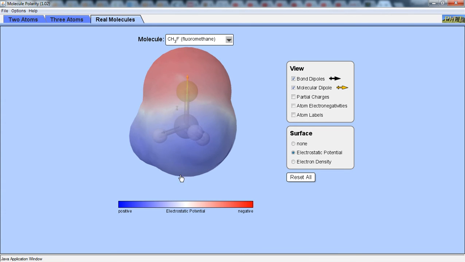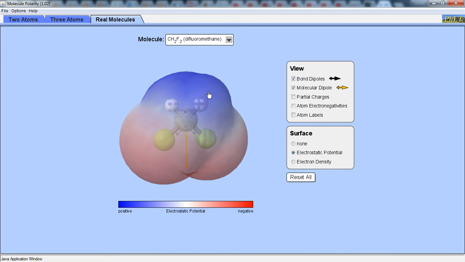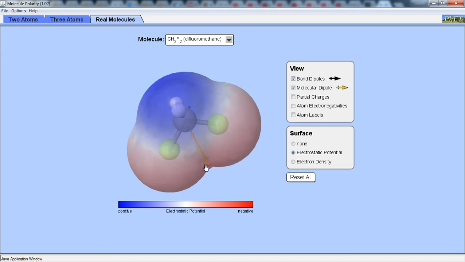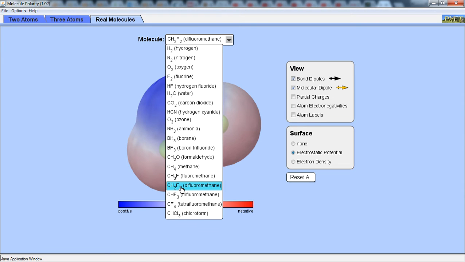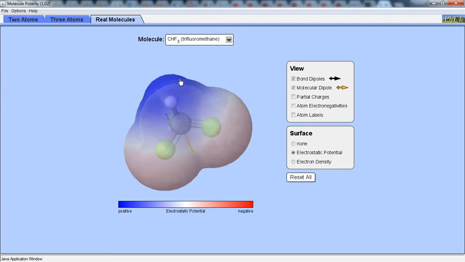you'll see there's a big difference in the electrostatic potential because fluorine is a lot more electronegative. And if I look at the CH2F2, so the difluoromethane, then you can see there's also again a bond dipole going towards the electronegative fluorine side. And I can carry on with the CHF3, and you'll notice that the hydrogen is the more positive end and the fluorines are the more negative end.